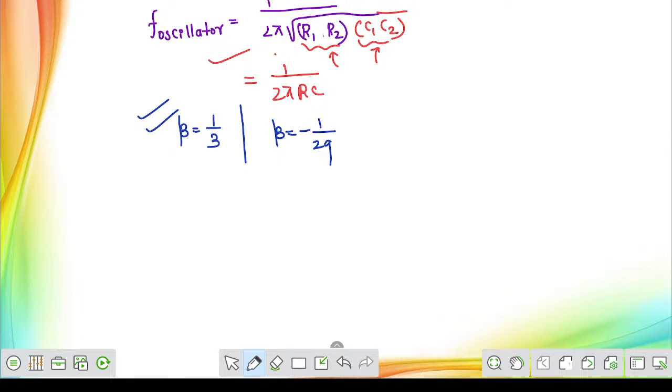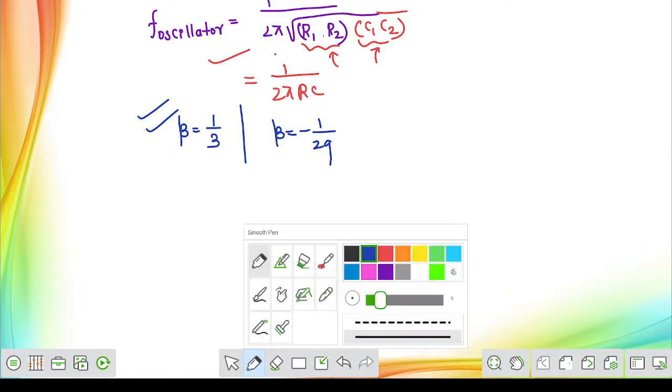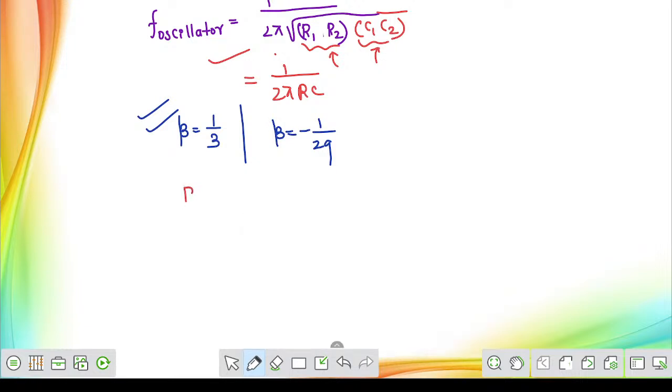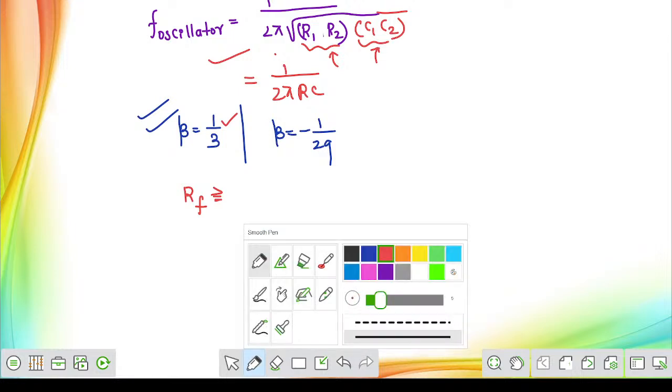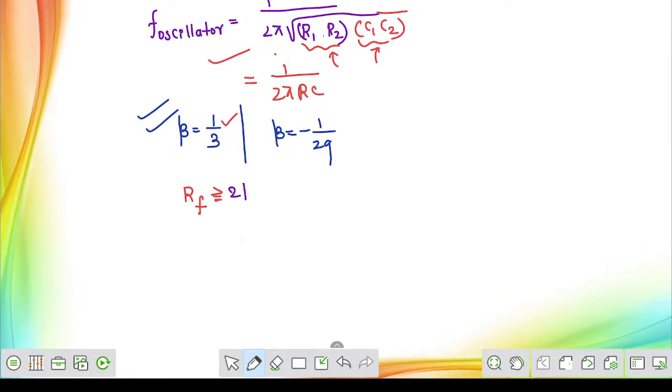Then what is the condition in terms of resistor, I can define. The feedback resistor will become, whenever they are asking, suppose if they are asking it, then you have to write down, at least minimum, this should be greater than or equal to. If this one is 3, then based on the input that they are considering, this value is going to be 2 times the input resistance. That is the condition for the Wien bridge oscillator.